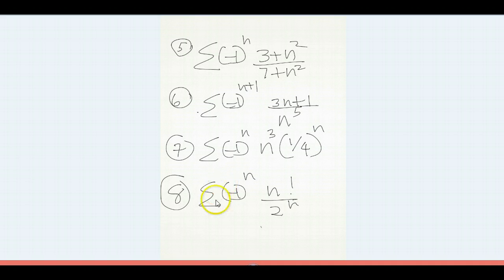Then you immediately go back to the divergence test. Even though this will oscillate, because this thing goes to infinity, the limit of the sequence is not 0. So by the divergence test, this is divergent. So the original series is divergent, so you can't even talk about conditional or absolute convergence.